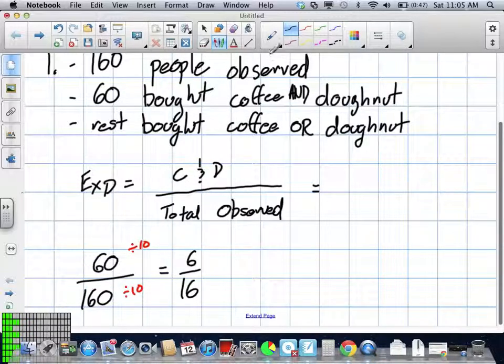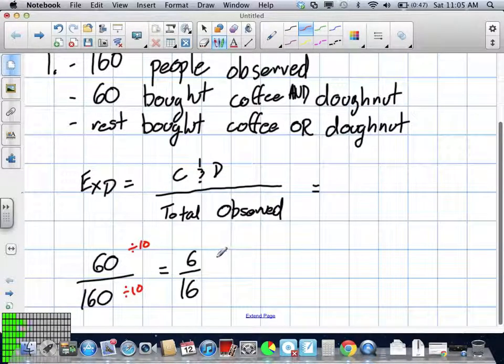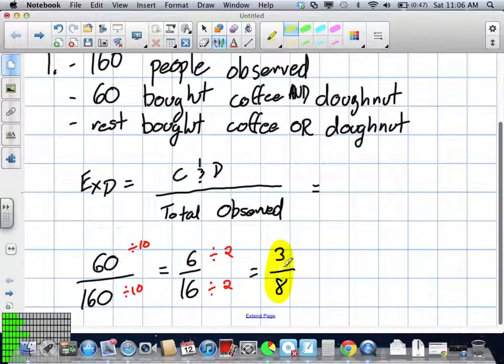Now, let's keep going. Both of these are even numbers, so do you know what goes into both of them? 2. That's right. So let's divide by 2. 6 divided by 2 is 3, and 16 divided by 2 is 8. So it's 3 over 8. 3 is a prime number, so we can't divide anything into it. This will be our lowest term fraction. So the probability of the next person coming in would be 3 over 8.